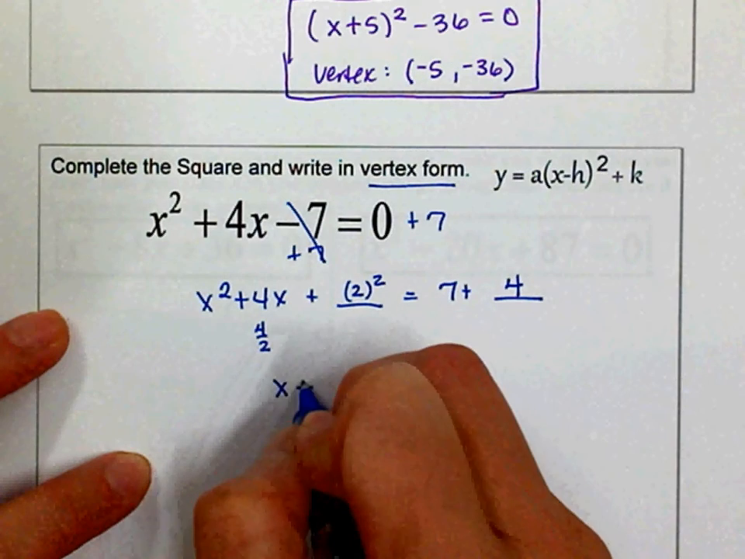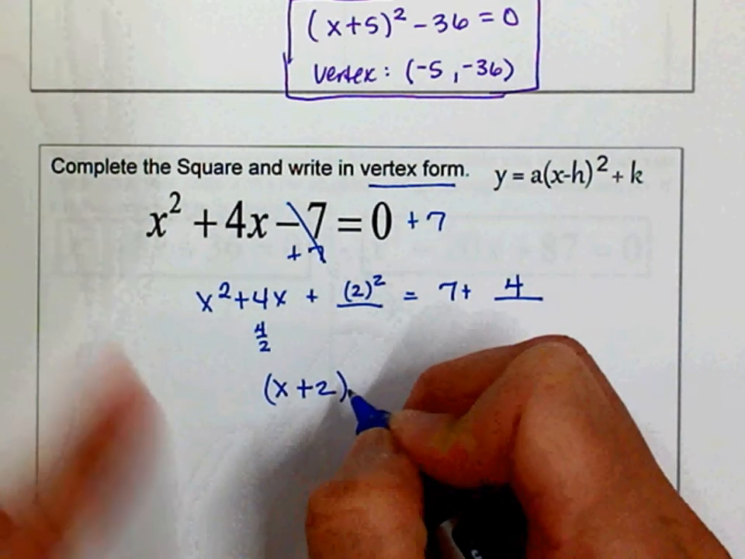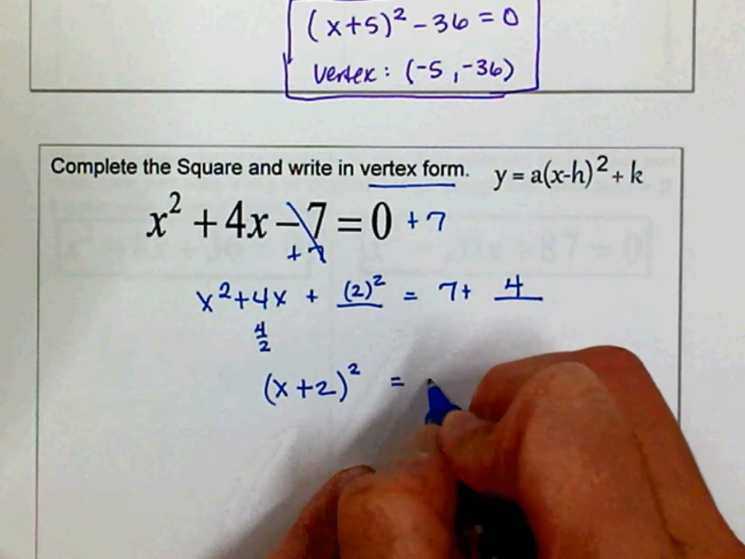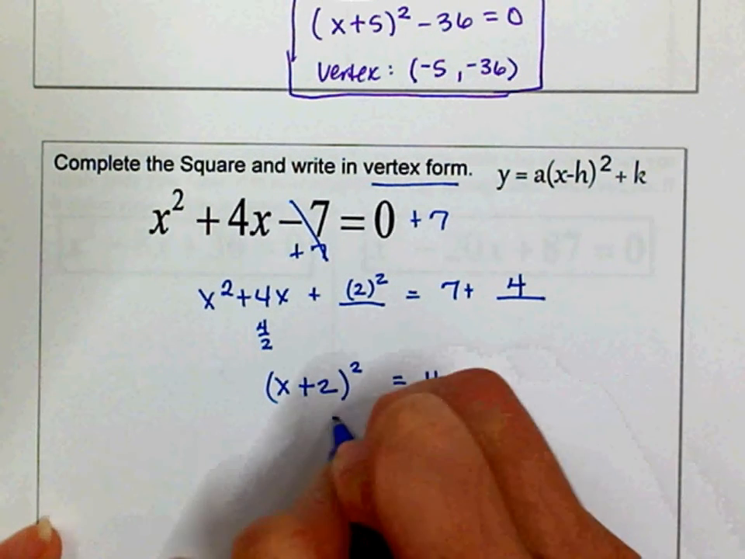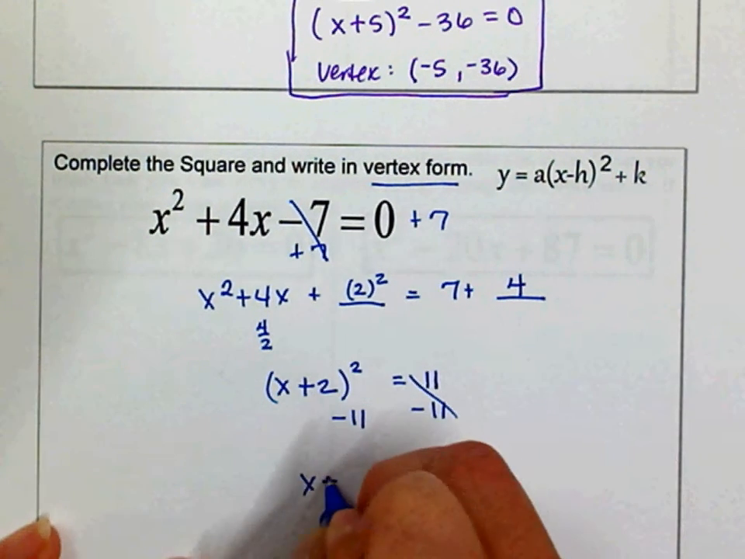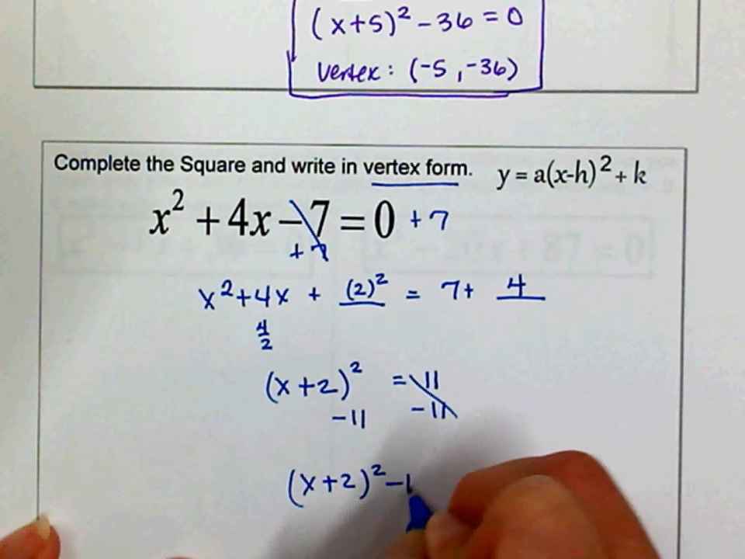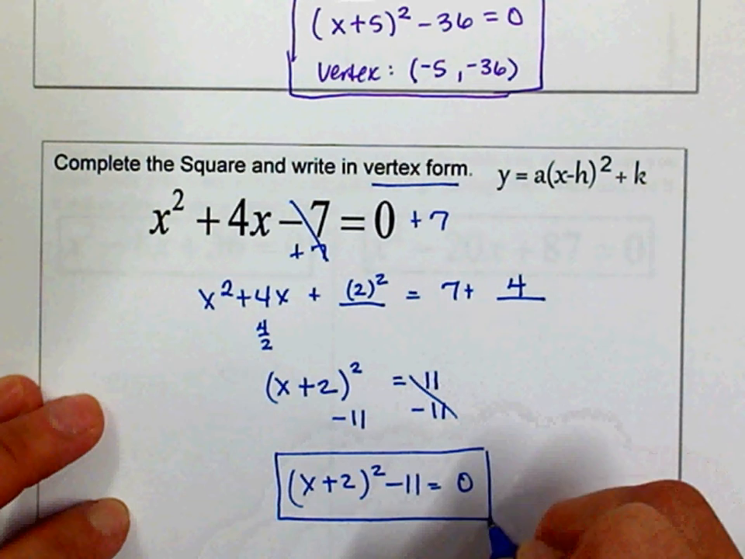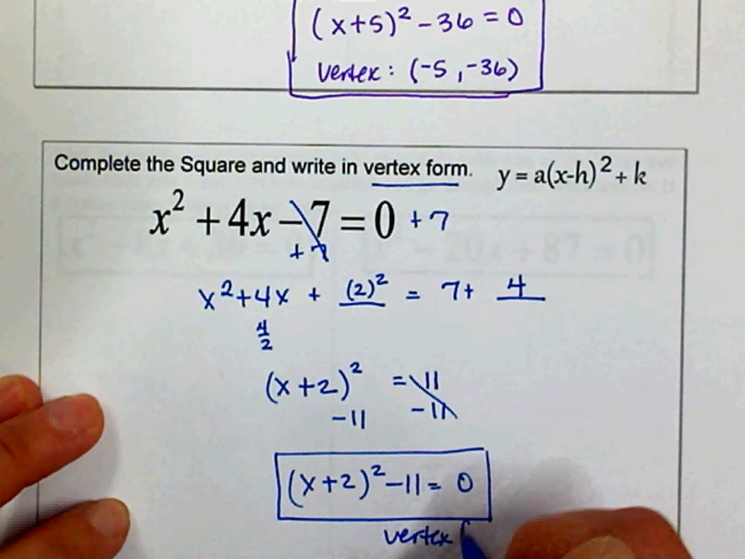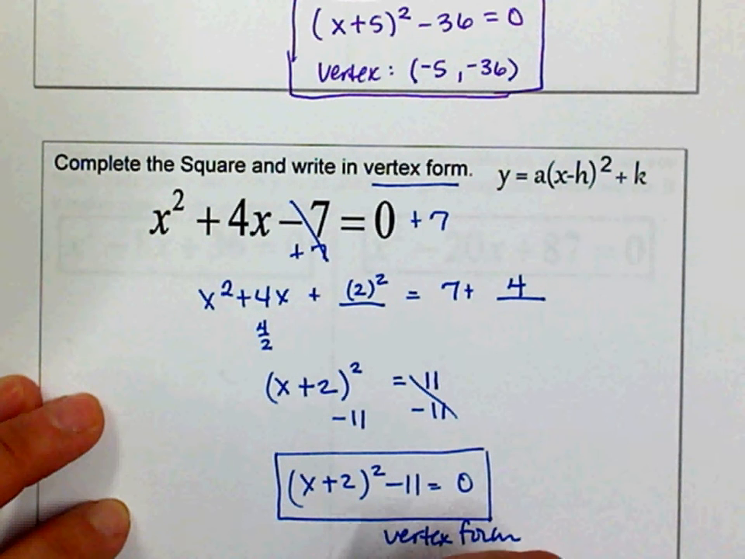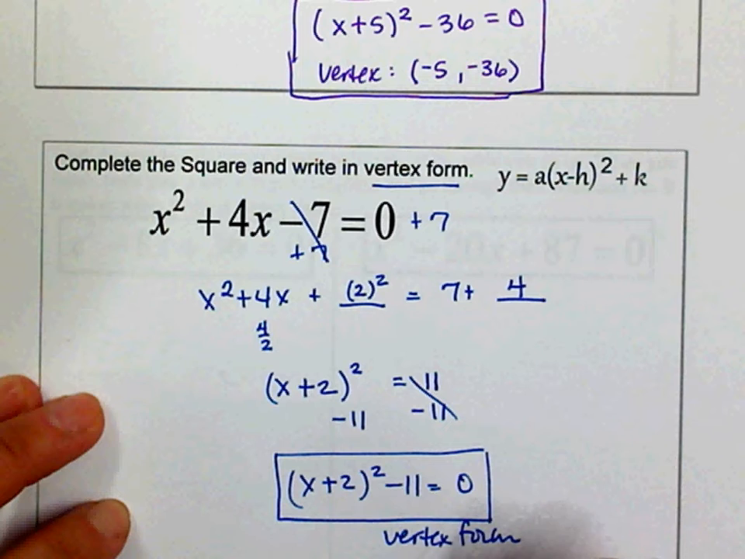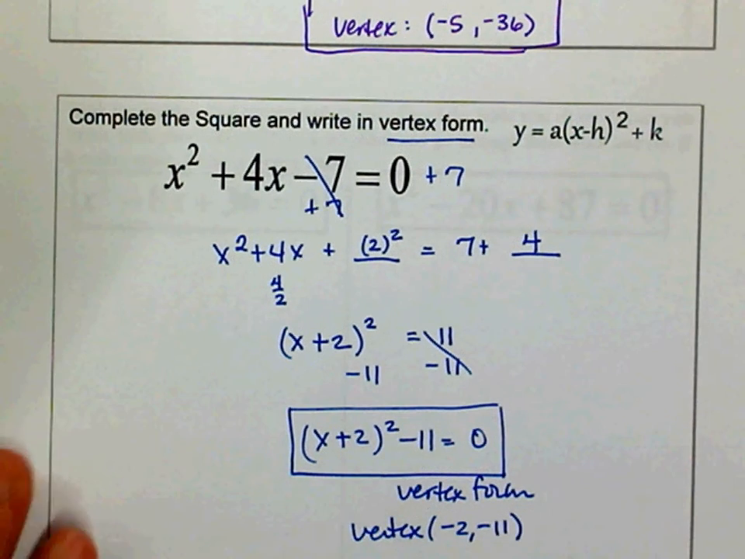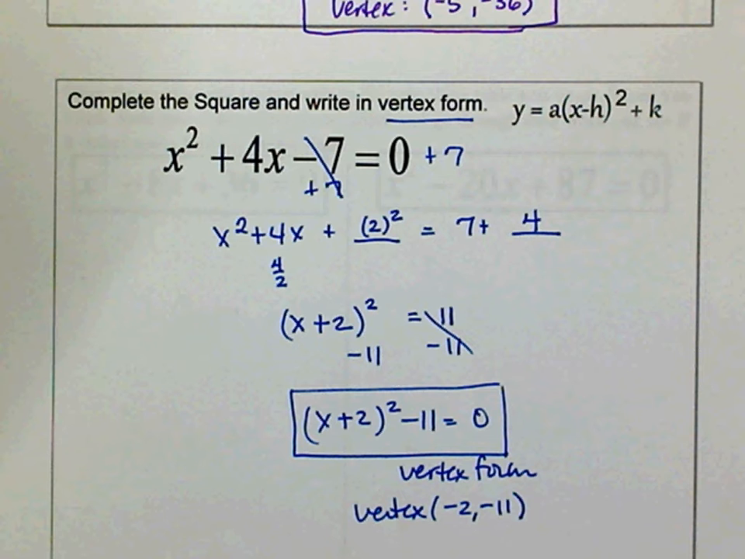I'm going to skip that part, remember? I'm going to factor this out is equal to 11. Subtract 11 from both sides. So x plus 2 squared minus 11 is equal to 0. And there you have your vertex form. And what is your vertex, by the way? Negative 2, negative 11. Okay? There you have that part. All right, and that's how you do the vertex form, by completing the square.